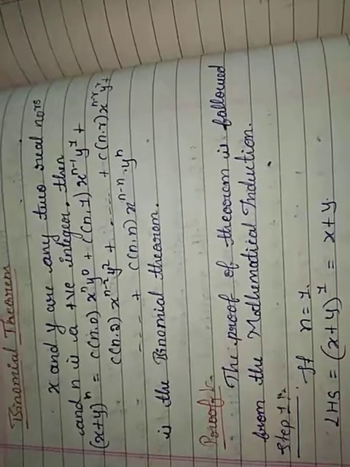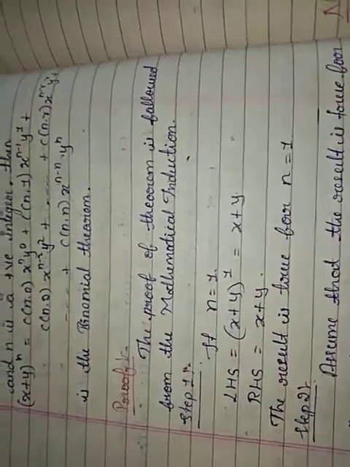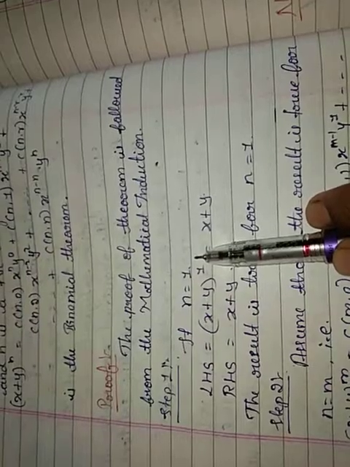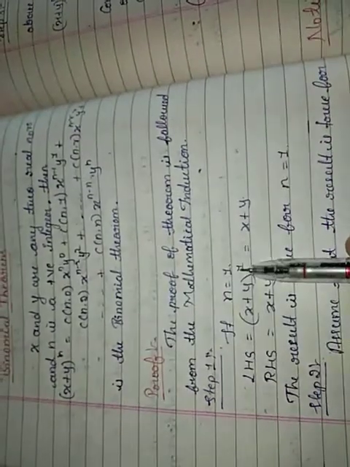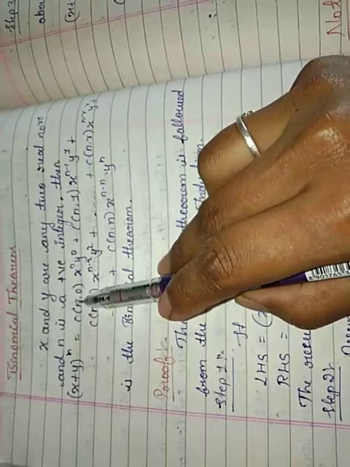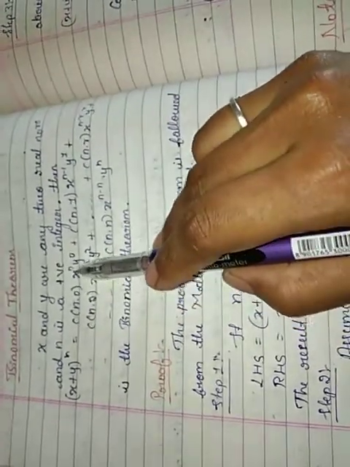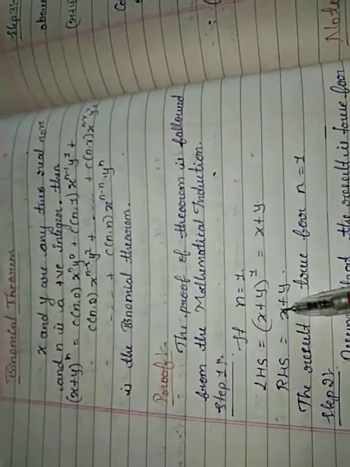Here the statement of the binomial theorem will be proved by mathematical induction. So by mathematical induction, first we have to take n equal to 1. For n equal to 1, LHS is (x plus y) whole raised to 1, which is x plus y. For the RHS, C of 1 comma 0 is 1, x raised to 1, y raised to 0 is 1. So the remaining term is x.